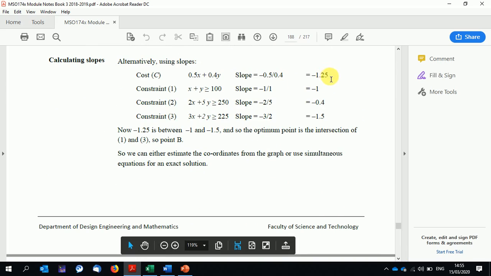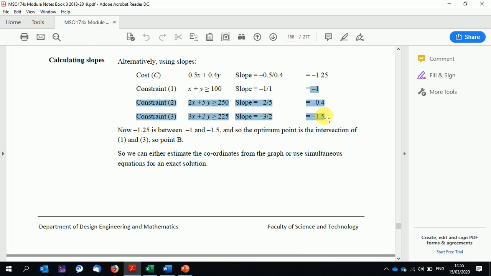I could use method 2, which is the gradient method. So find the gradient of the cost equation, find the gradients of the constraints, and locate this one amongst the three here, and you will see that it lies between -1 and -1.5. So the binding constraints will be 1 and 3. The non-binding constraint will be 2, right?